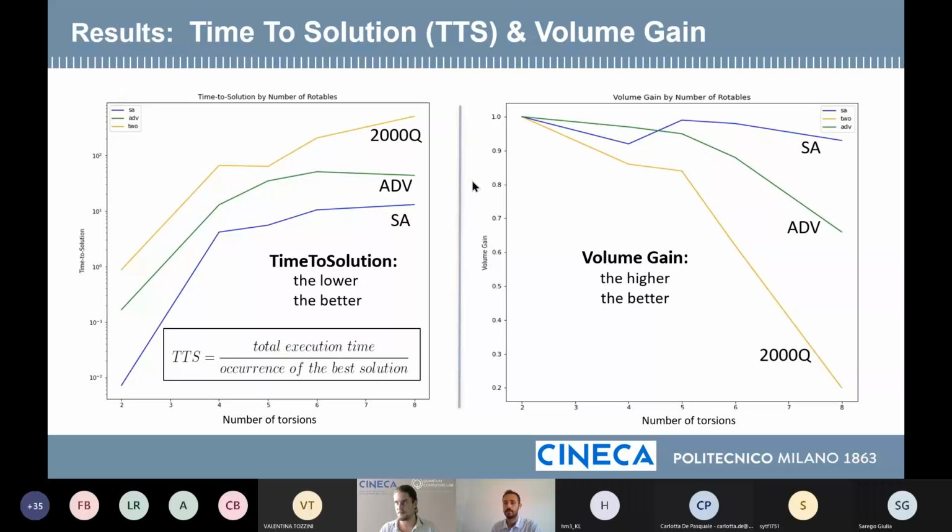Yes, basically yes, something like that. Of course, if you look at the time to solution and the volume gain, the simulated annealing is always outperforming the other. So we scale them in order for them to be on the same scale. We normalize everything and then.